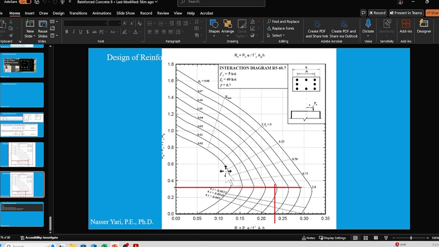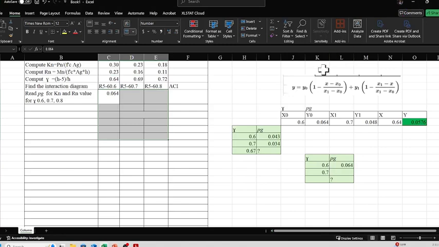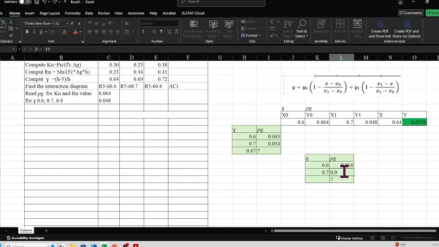Rn for 0.7, our gamma is 0.7, our K and Rn is the same thing. So I plot it in and I come up with something close to 0.048. Then I'm going to come back to the Excel and type in right underneath it .048. Okay, so those are the values. So for 0.7 we got 0.048.